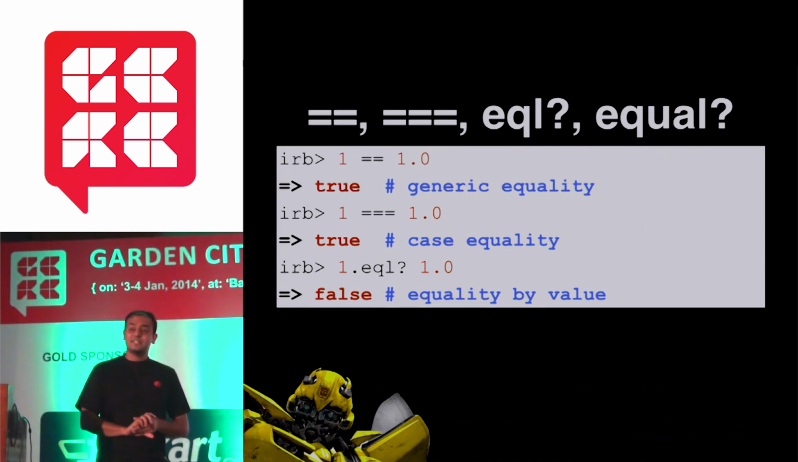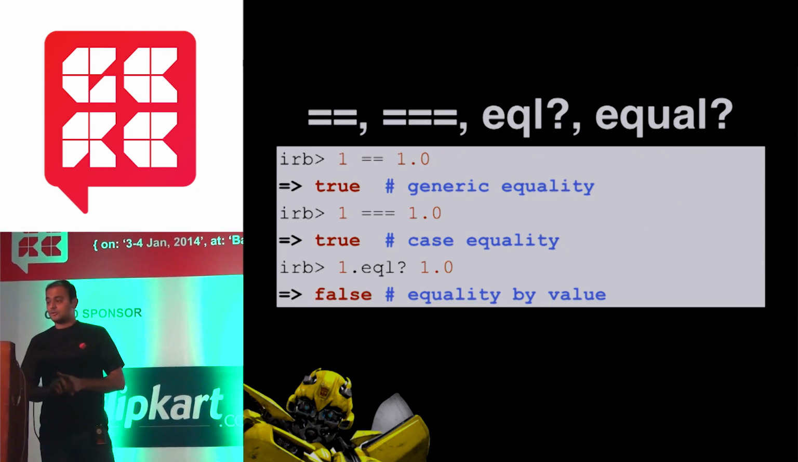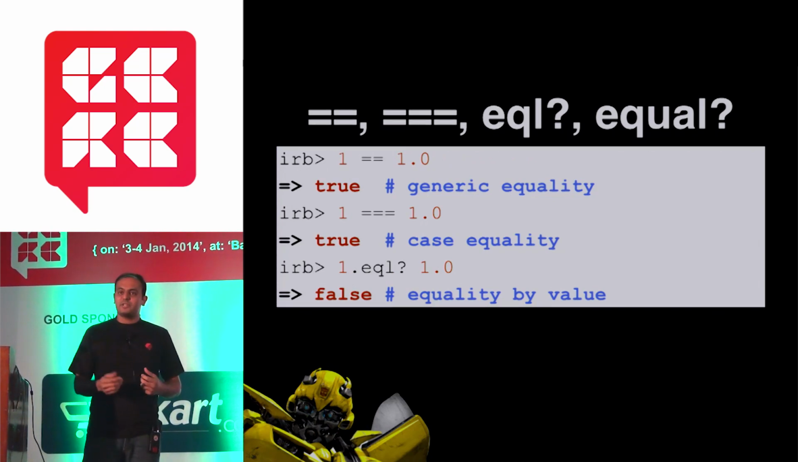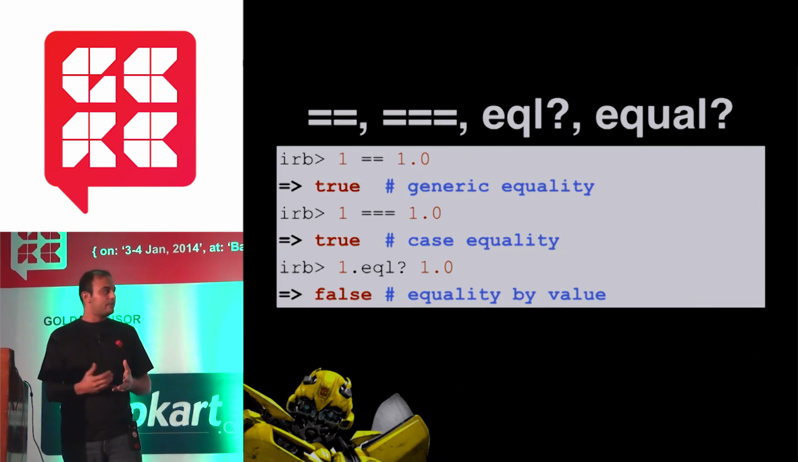Damn it. But this is actually equality by value. So the value returned by that object is one. Value returned by the float is a floating point one. It's going to be different.